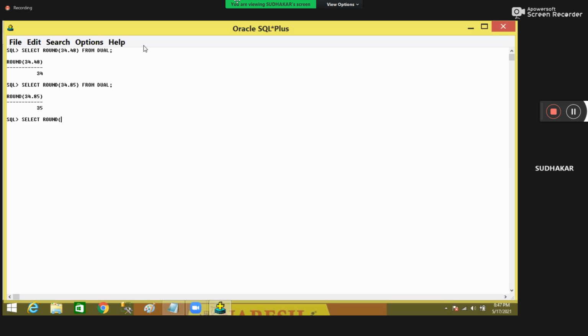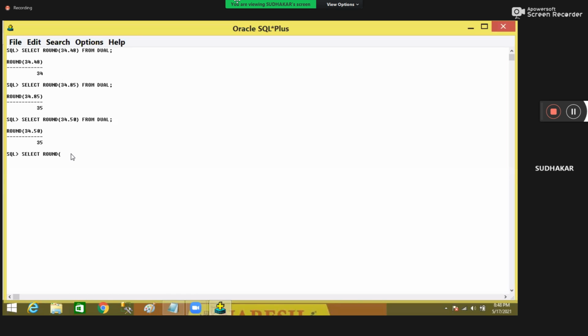Suppose I am giving 34.50. 50 means what? It's equal to 0.5. So when it is equal, then it adds 1, so 35. Either greater than or equal to 0.5, it adds 1. If it is less than 0.5, then there is no adding 1. So this is round without decimals.